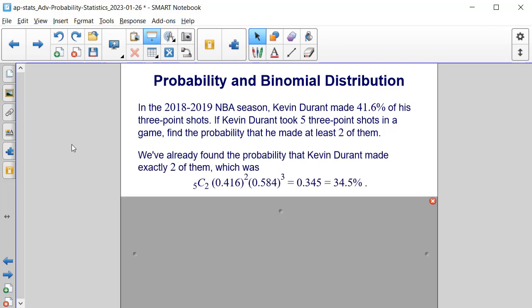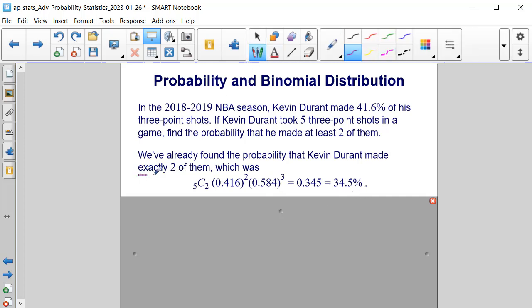We've already found the probability that Kevin Durant made exactly 2 of them, which was the combination of 5 shots, making 2 of them, times his probability of making three-point shots, 0.416 squared, times 1 minus the probability of him making the three-point shots, raised to the third power. And when we evaluate this in a calculator, we get 34.5%. Again, this is for exactly 2 of them.